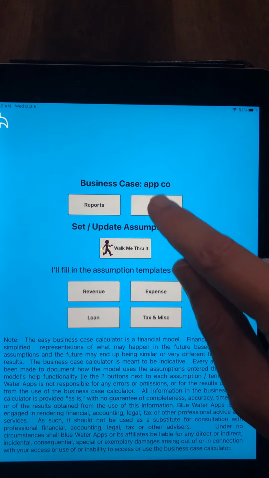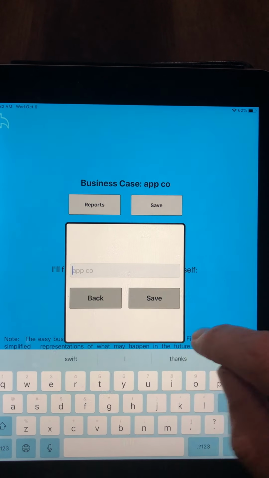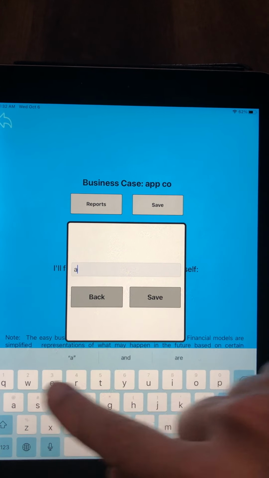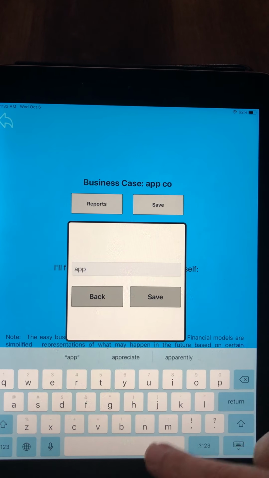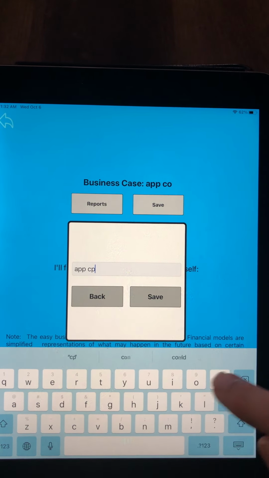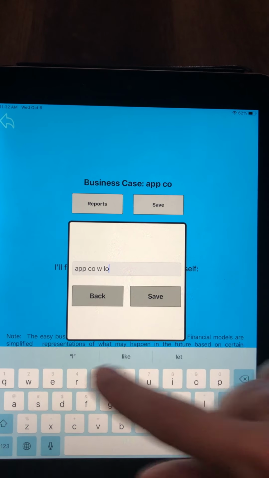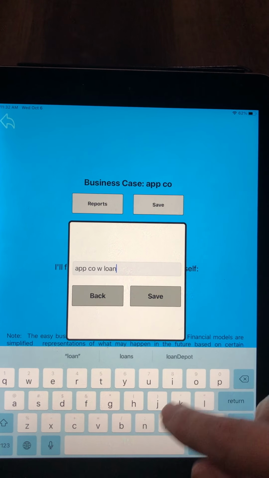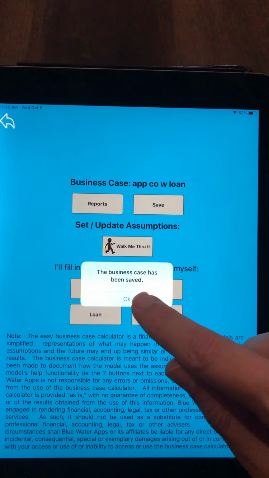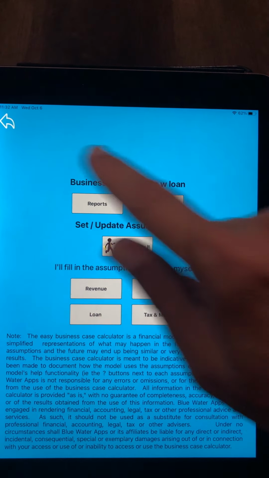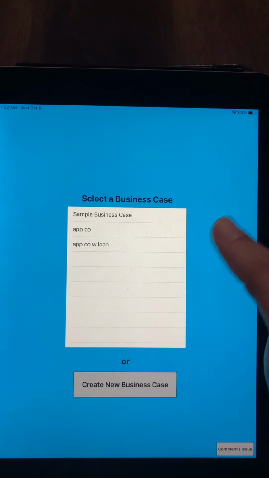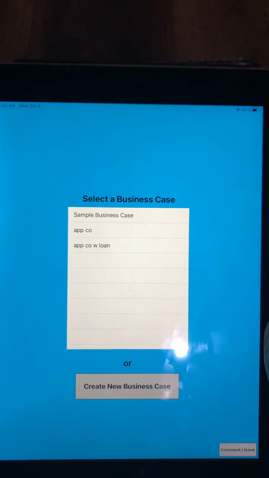Now I can come back. Now I'm going to save, but I don't want this to be APCO. I don't want to save over what I did before. So what I'm going to do is I'm going to call it APCO with loan. And I'm going to save that. My business case has been saved. Now I'm going to go back, and there I have it. I have APCO and I have APCO with loan.